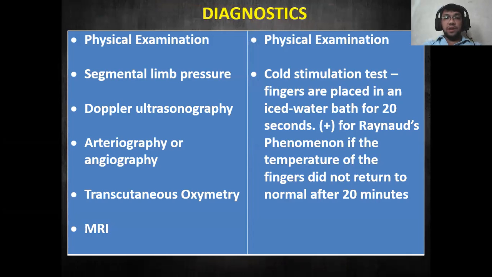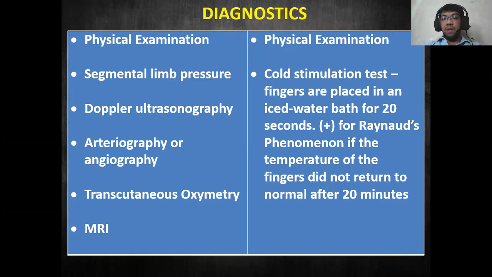Now, for the physical examination, they are going to assess for segmental limb pressure, the blood pressure. Doppler ultrasonography is also going to be done to determine which area has the occlusion, including arteriography or angiography, that will also detect which artery is occluded. And they are going to do transcutaneous oximetry to determine the oxygen levels of the extremity. MRI can also be done in order to check which artery is affected.